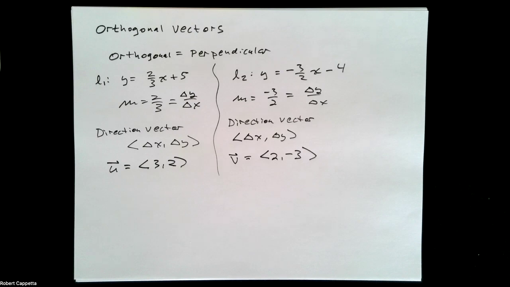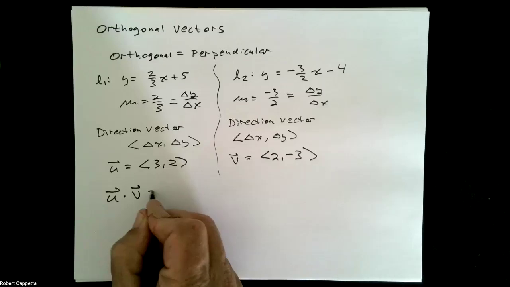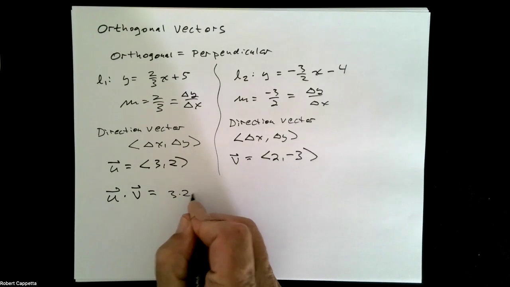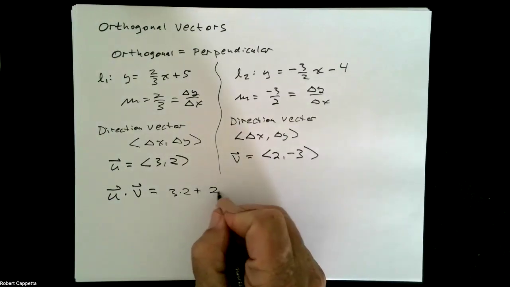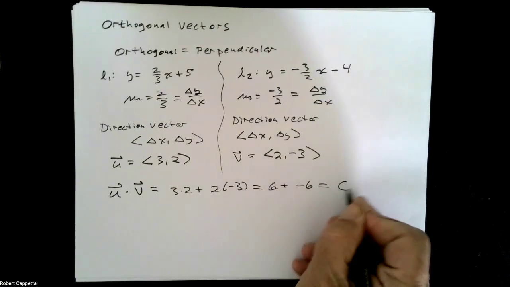So again, we're just trying to connect this notion of orthogonality to perpendicularity that we learned back in algebra. But now let's look at these two direction vectors. I have direction u and I have direction v. Do we see anything interesting about those? What would their dot product be? Well, let's look at it. What is u dot v? How do we do the dot product? Multiply the change in x's, 3 times 2, plus multiply the change in y's, 2 times -3. And I get 6 plus -6, which is 0.